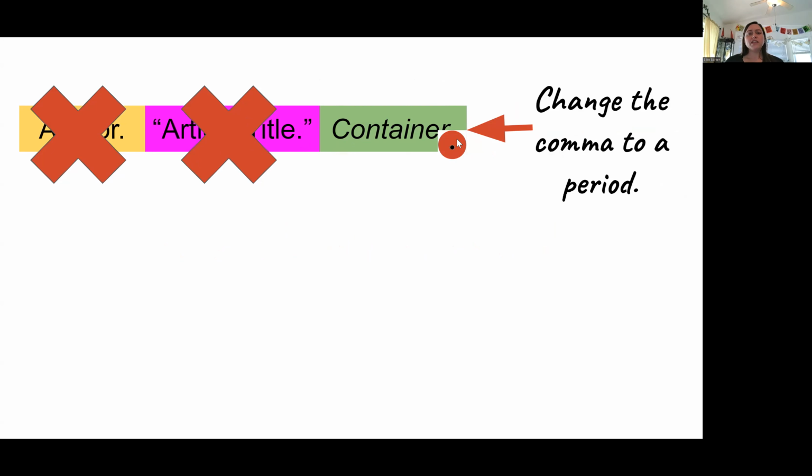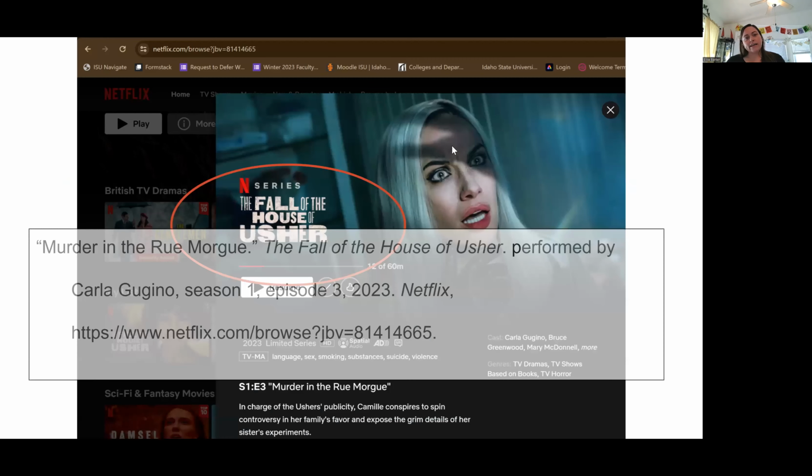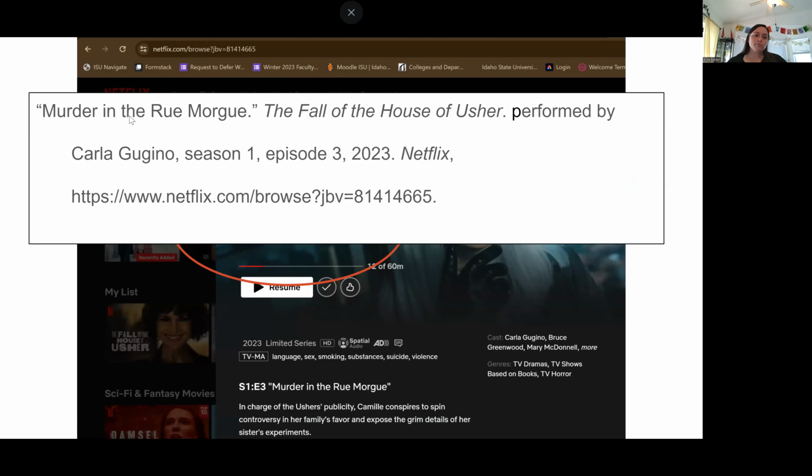This is also true if you don't have an article title, but you do have an author. You still change that comma into a period here. You move it from being after the article title to being after the container. So let's say instead of citing the episode Murder in the Rue Morgue, we just want to cite the entire series, The Fall of the House of Usher.